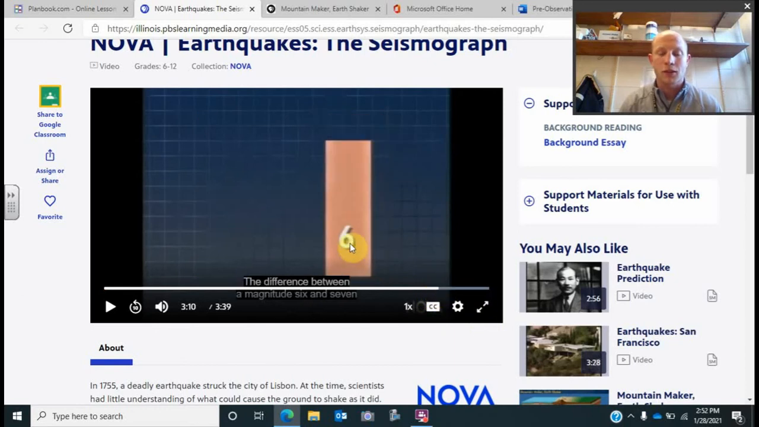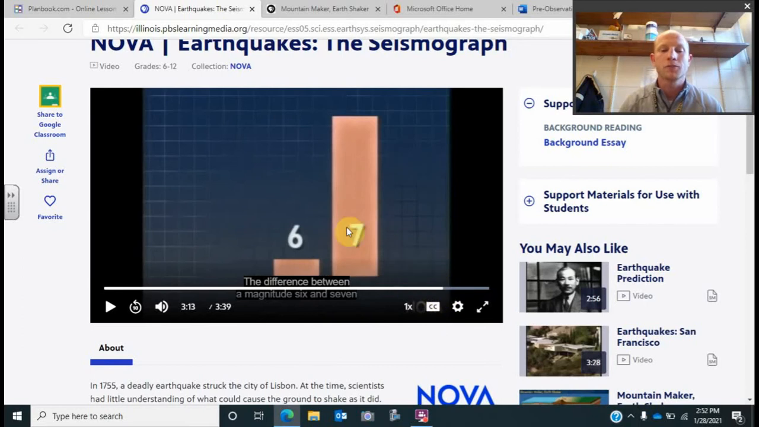So if this is a 6 on the Richter scale, it's logarithmic. If it's a 6, then a 7 will be 10 times stronger than 6. If there's an 8, then 8 will be 10 times stronger than 7. So magnitude-wise, that means there's 10 times more energy being given off going from a 7 to an 8. From 6 to 8, there's 100 times more energy being put off.